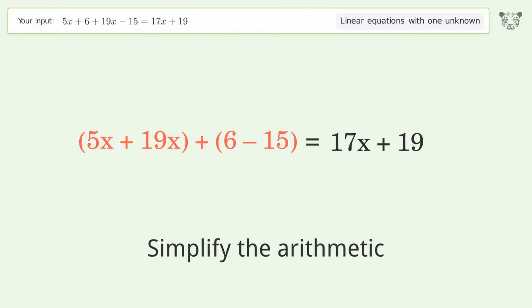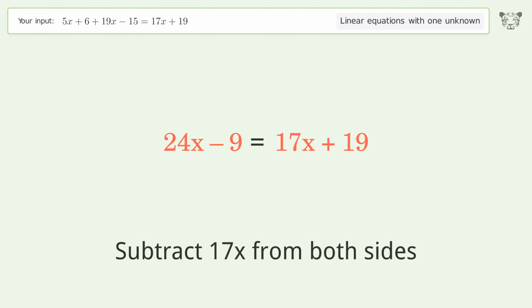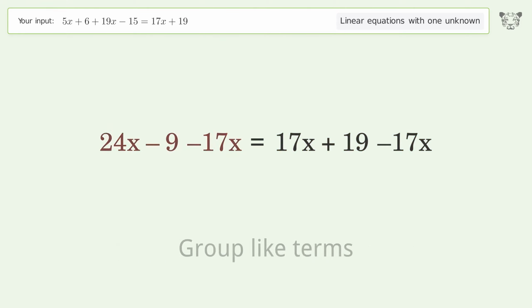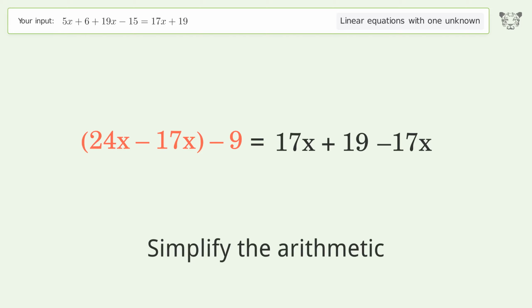Simplify the arithmetic. Group all x terms on the left side of the equation. Subtract 17x from both sides. Group like terms. Simplify the arithmetic.